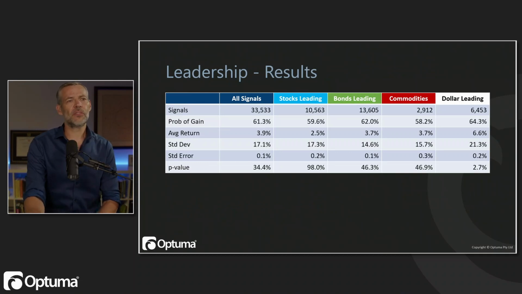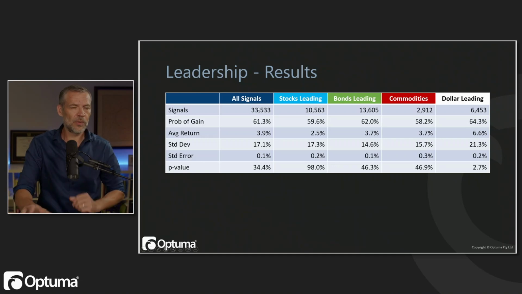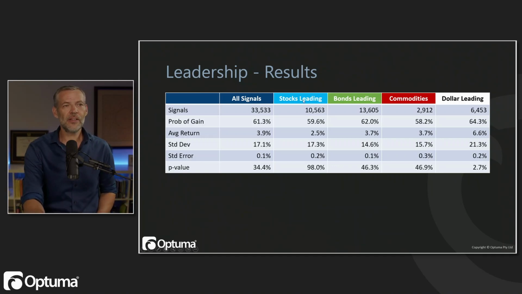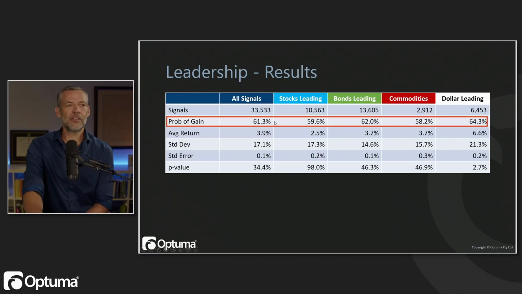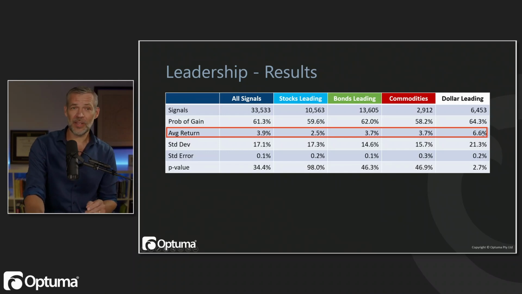So here we have our results. We've got down here, all signals. So this is for all the signals, forgetting the phases that we were talking about. And then we have stocks leading. How many signals did we get? What's our probability of gain? Bonds leading, commodities leading, dollar leading. And we can see here when we look at the probability of gain that when stocks were leading, our probability of actually making a profit is lower than when the dollar was leading. And then, if we come down to average returns, we can see that our average return is only 2.5%, whereas when the dollar's leading, it's 6.6%.